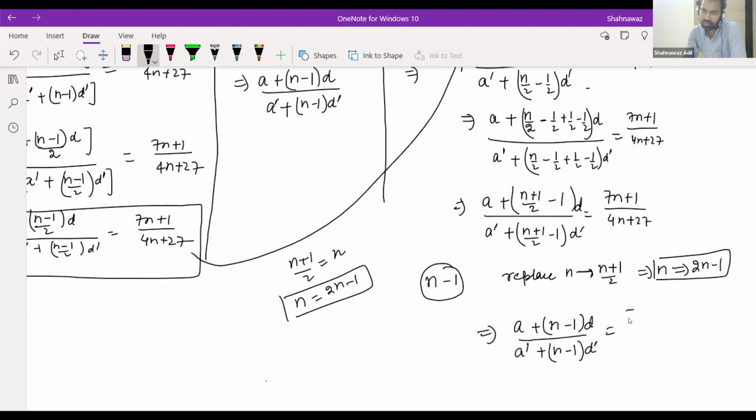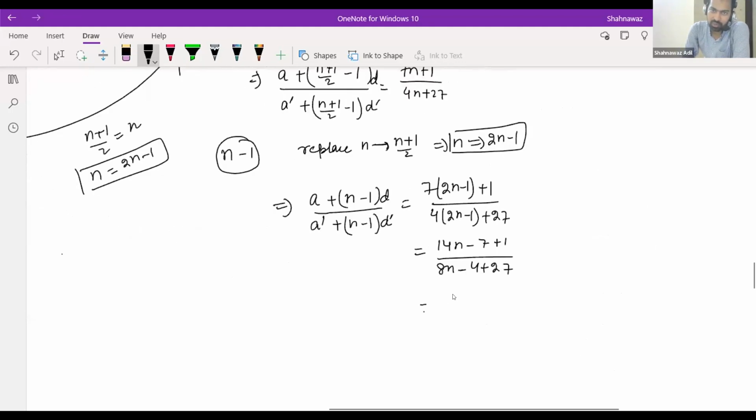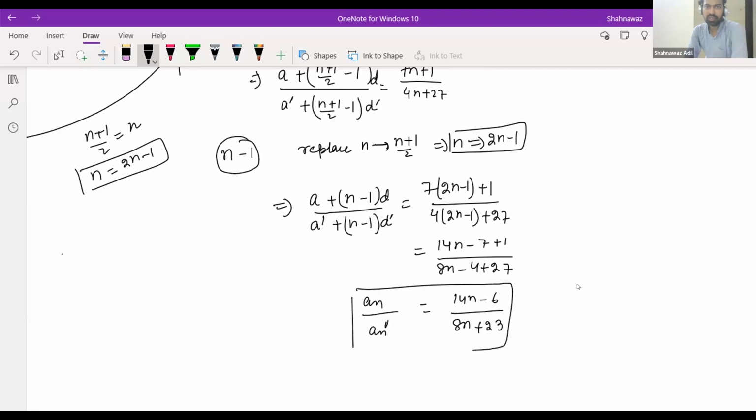So replace n with 2n minus 1 plus 1 and then 4 into 2n minus 1 plus 27. So this would be how much? This would be 14n minus 7 plus 1, and this is 8n minus 4 plus 27. So this would be 14n minus 6, and this is 8n plus 20. So this would be an divided by an prime. Understood?